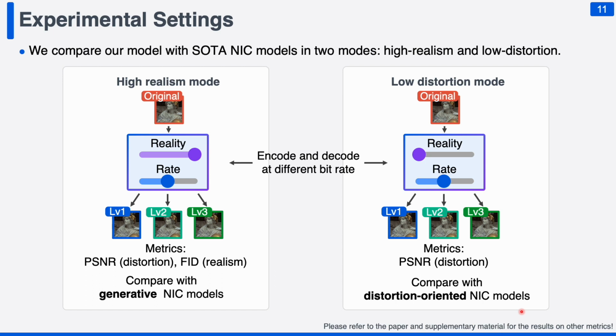Now, we compare our model with existing NIC models. Since our model can control the balance between distortion and realism, we compare our model with state-of-the-art models in two modes, high realism and low distortion. In high realism mode, we use PSNR and FID as metrics and compare our model with generative NIC models. In low distortion mode, we use only PSNR and compare with distortion-oriented NIC models.